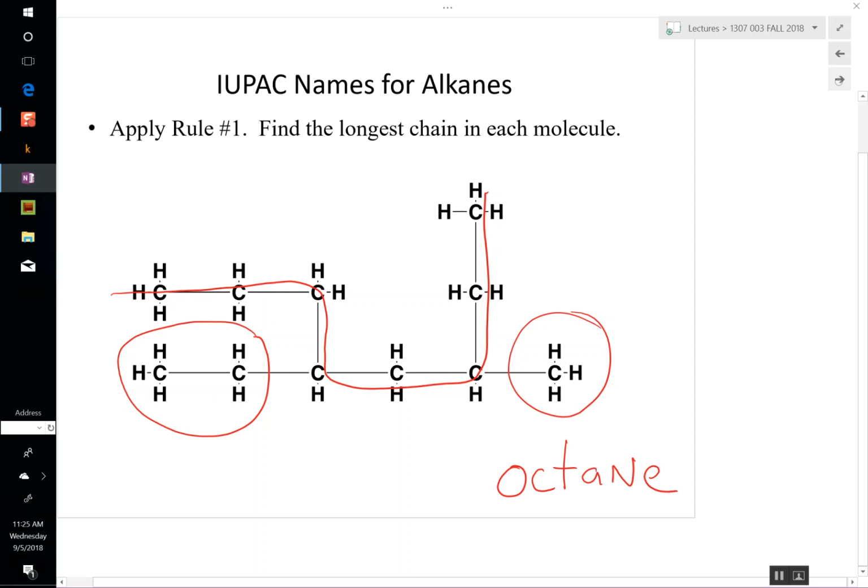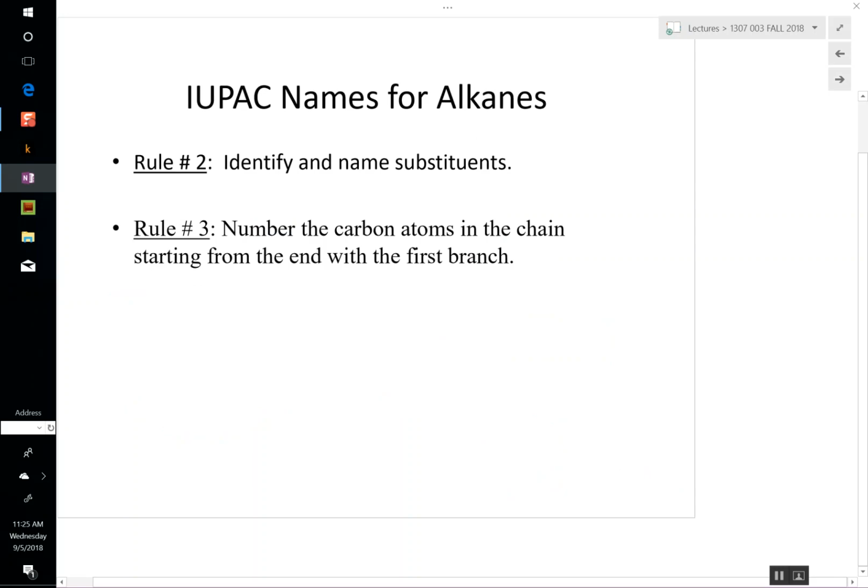Rule number 1. Now let's look at rules 2 and 3. Identify and name substituents, and then number the carbon atoms in that longest chain, starting from the end closest to the first branch. All right, closest to the first branch.